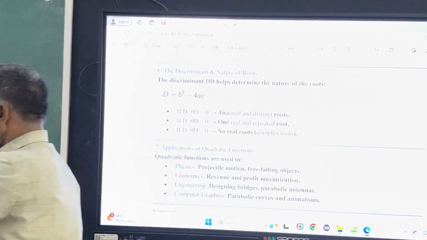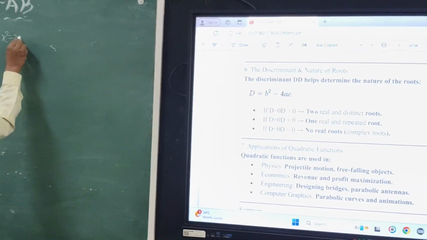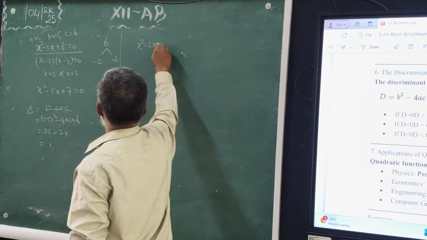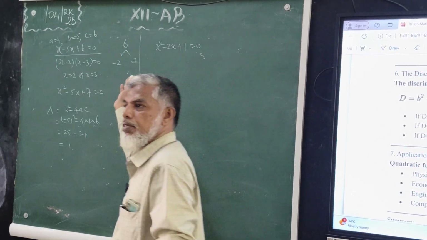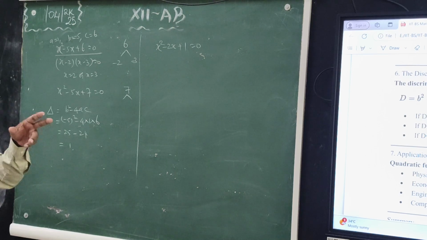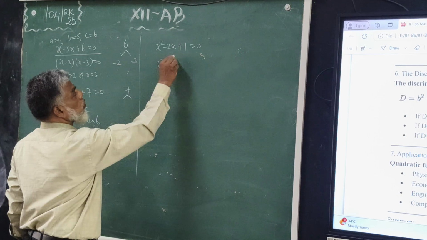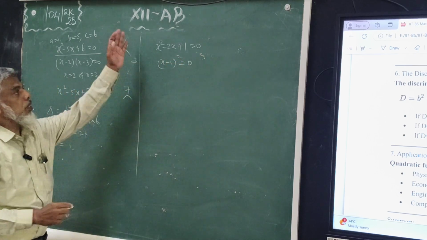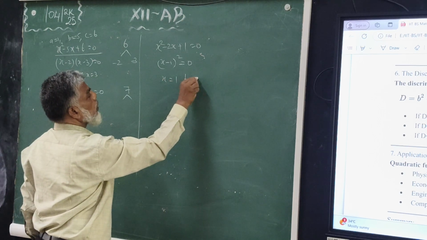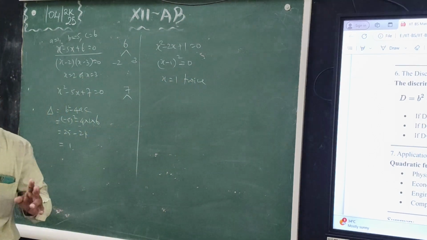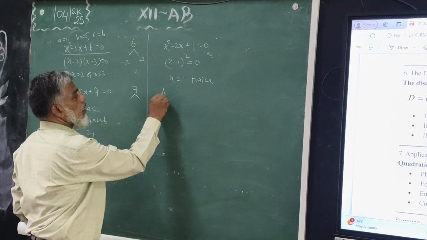Example, x square minus 2x plus 1 equal to 0. How many roots? This is nothing but x minus 1 the whole square equal to 0. Correct? x square minus 2x plus 1. Therefore, x is equal to 1 twice. x is equal to 1. That means what? Repeated roots, 1 and 1.